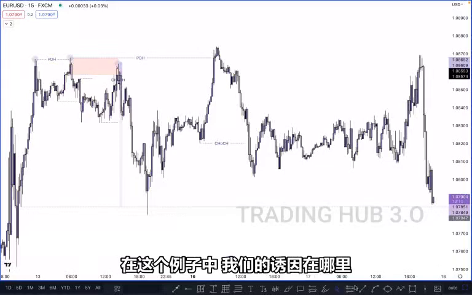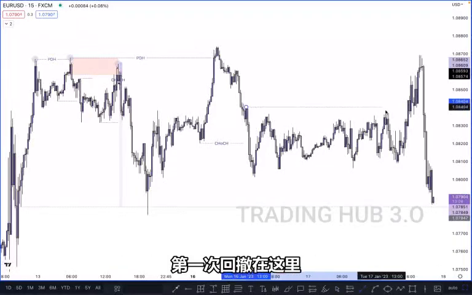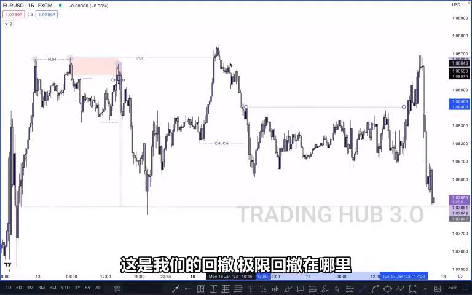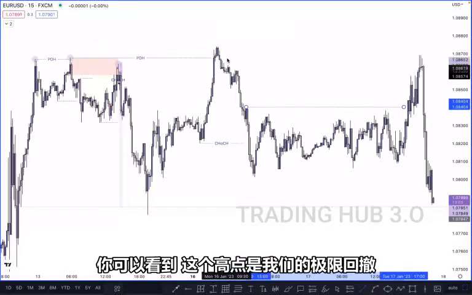So in this case, where is our inducement? The first pullback is here, so this is our pullback. And where is our extreme pullback? You can see here, this high is our extreme pullback, right?